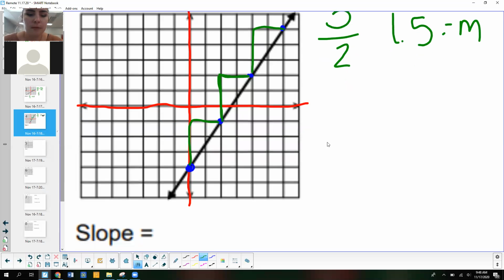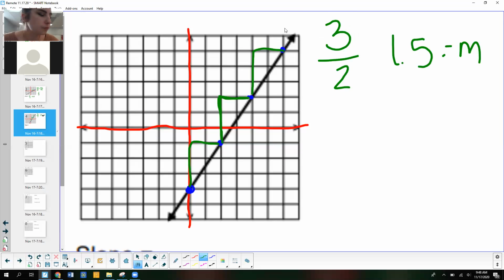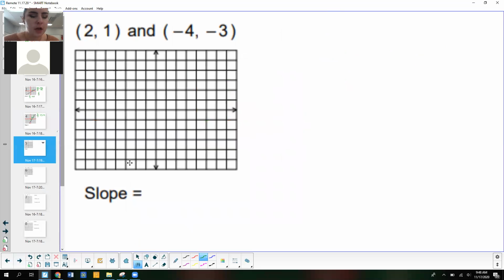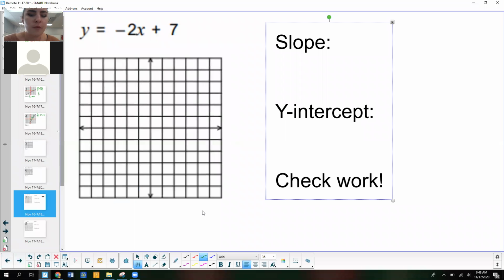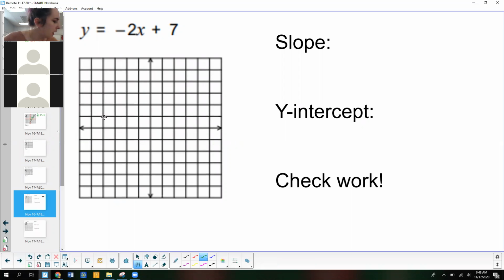All right. What we're going to do next is going to be a little bit different. Let's see. I'm deciding if I want to go ahead and do this or not. I'm going to go ahead and skip these for right now. What I want you to do is go ahead and identify what the slope is.